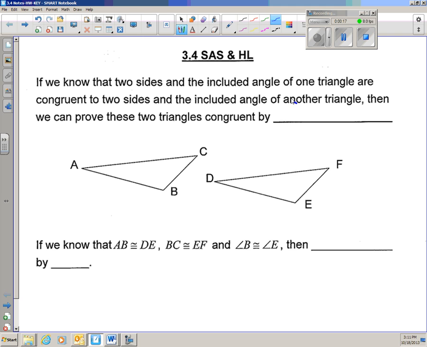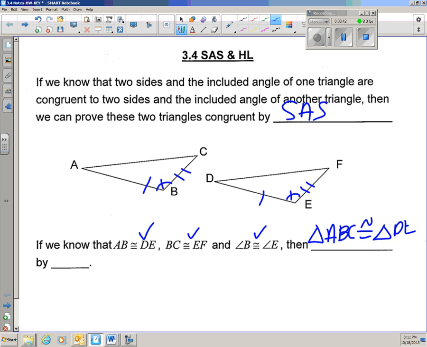So what's really happening here is if we know that line segment AB and DE are congruent, and if we know that BC and EF are congruent, and we know that angle B, the included angle, and angle E, the included angle, are congruent, then we can say that triangle ABC is congruent to triangle DEF, and this is by the side angle side theorem.